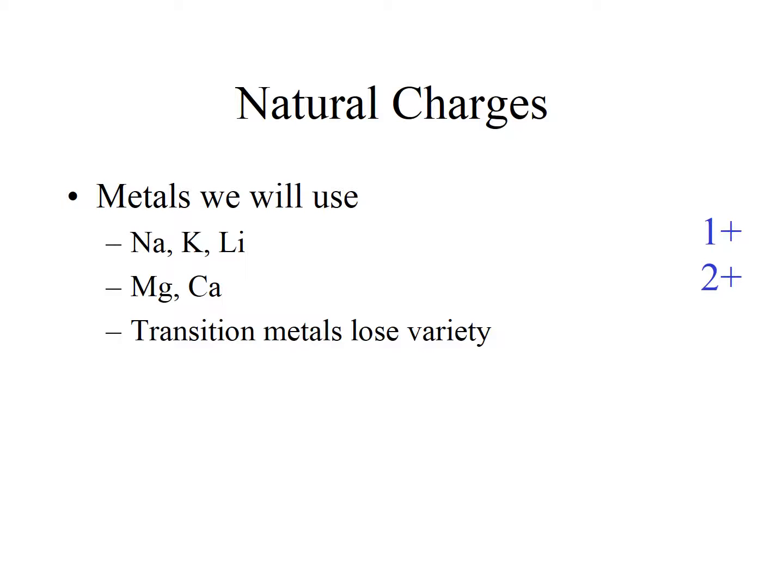The natural charges that we will see on the metals that we use: sodium, potassium, and lithium will always have a positive charge, at least in normal chemistry. Sometimes there are superoxides and things where they don't, but the way that we will use them, they'll always have a +1 charge, and magnesium and calcium will have a +2 charge. For the transition metals, we're not going to be so worried about their charge. They lose a variety of things. We're just going to notice them in certain reactions and recognize that they're reacting.